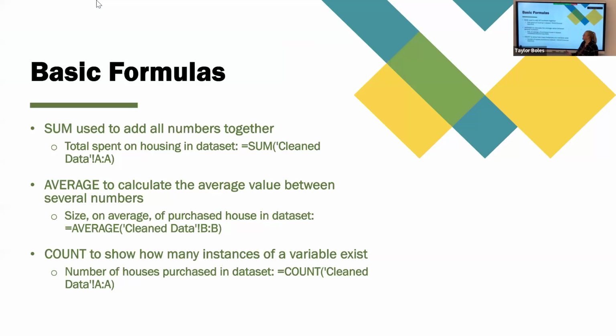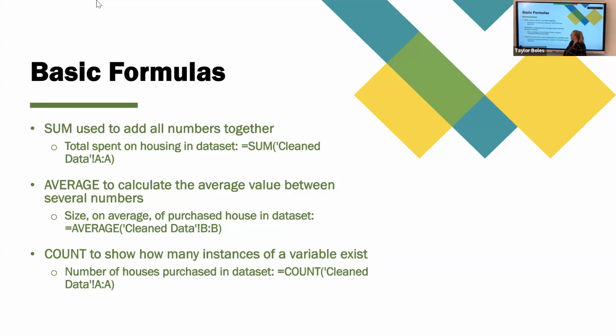So we have some basic formulas that you can use in Excel. You can use the sum, average, count. The sum just adds up all the numbers together. So let's say we want to calculate the total amount spent on housing in the data set. So you would take the sum, you would go to the cleaned data, which is sheet number 2 of the Excel sheet. And then you would click on column A, which is our money. And that would give the sum. And you can do similar things with the average and the count.